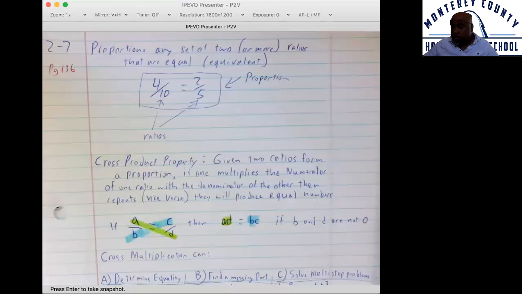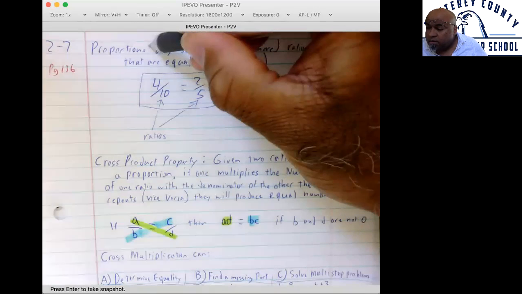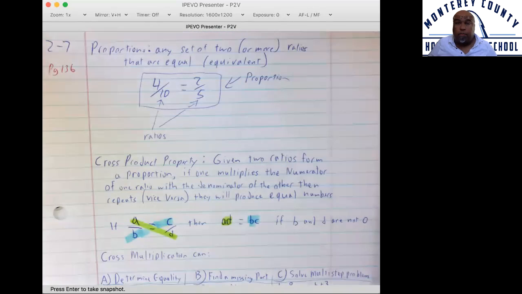Okay. All right. Lesson 2-7 on page 136 is on proportions. A proportion is any set of two or more ratios that are equal or equivalent.